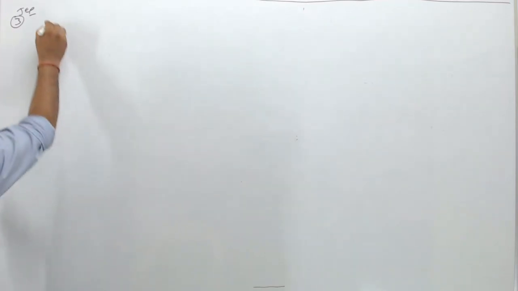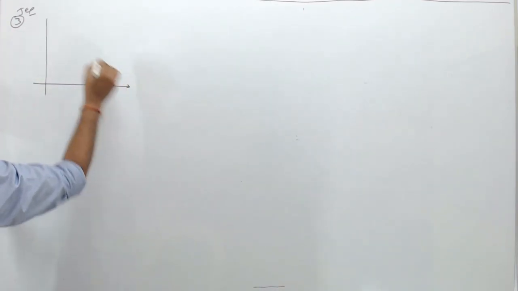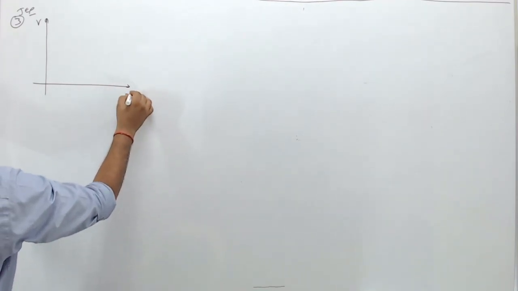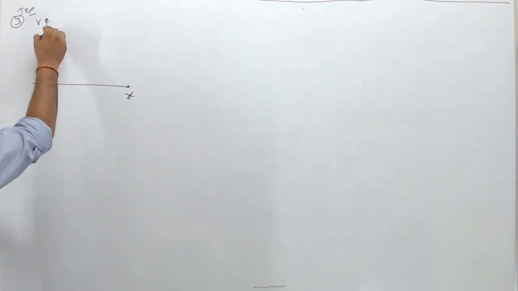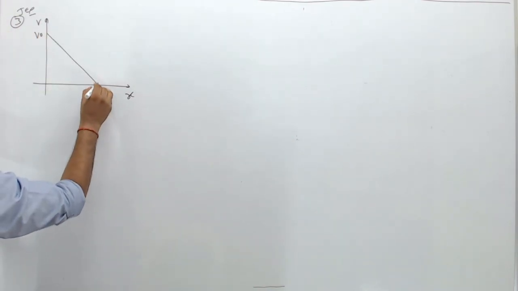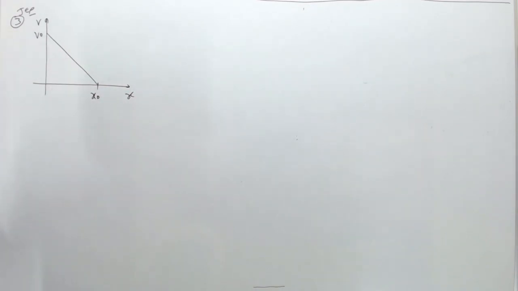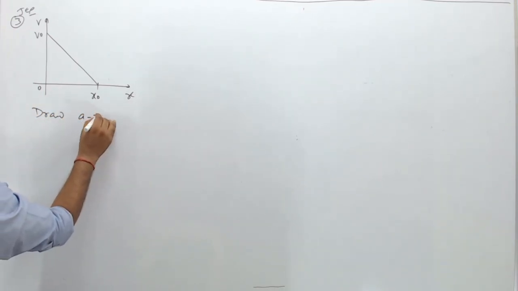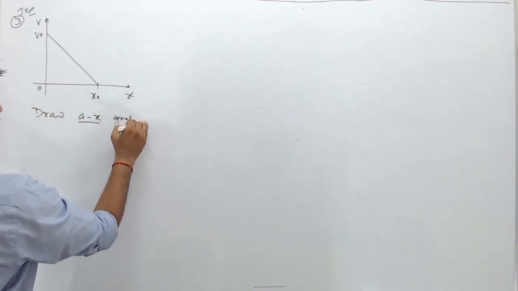Now it says that we have a velocity-displacement graph given, and the graph is like this. The initial speed is v0, and here, of course, at the point x0, it becomes 0. Now they're asking you to draw the AX graph. Draw the acceleration-displacement graph.